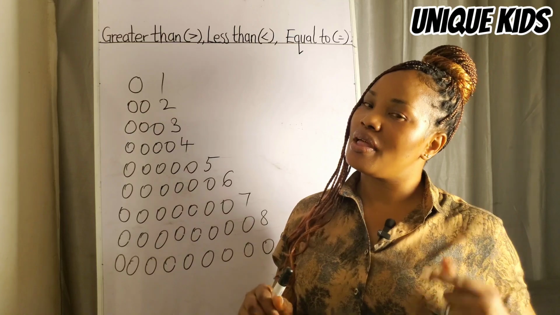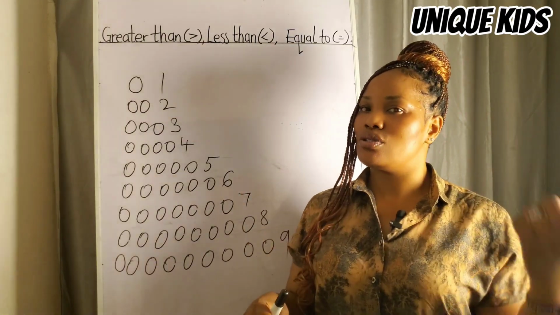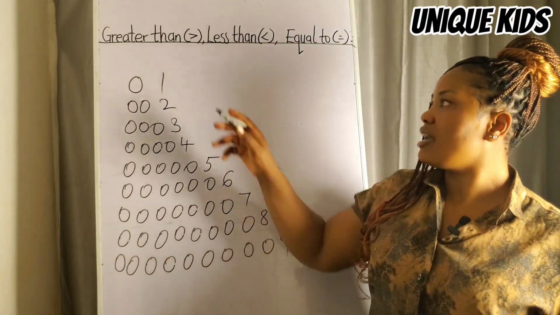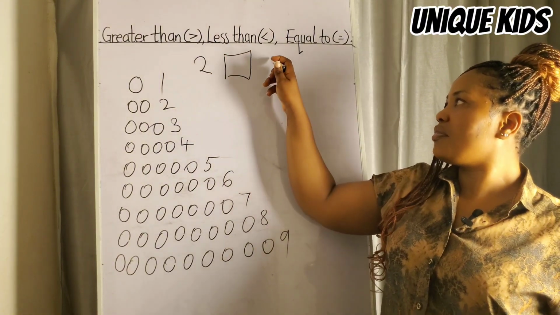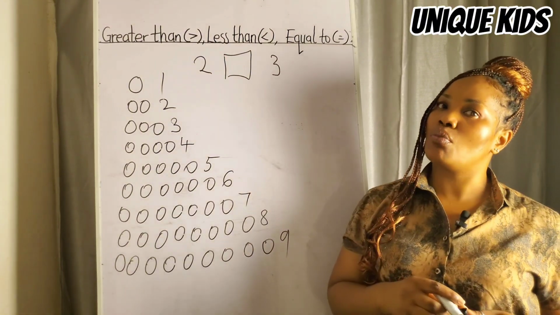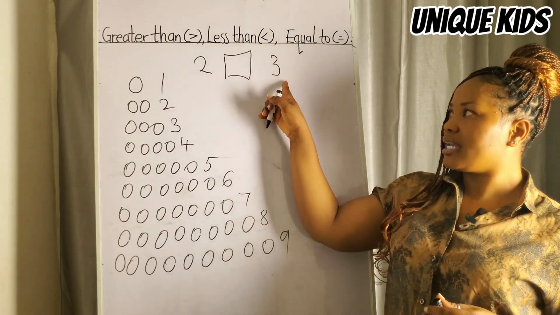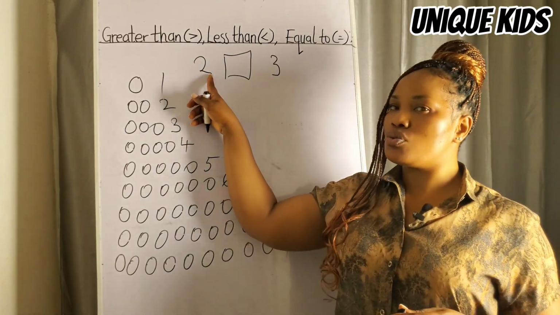2 is not more than 3. 3 is more than 2. So if you have 2 here and you have 3, which is more? 3. And this is 2.